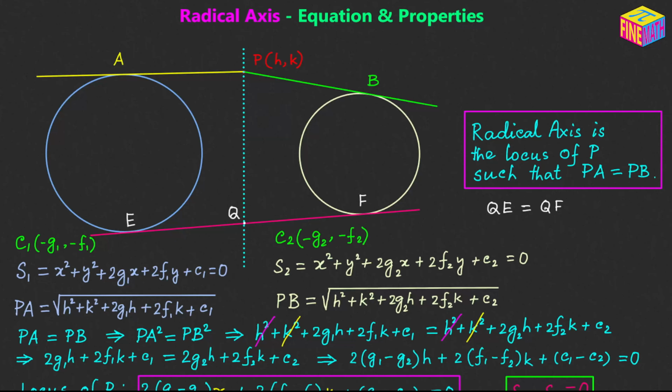So the radical axis bisects the direct common tangent. And this proof was fairly simple. I hope everything made sense so far. Next, we are going to talk about property number 4.